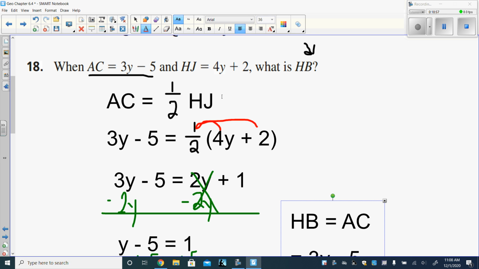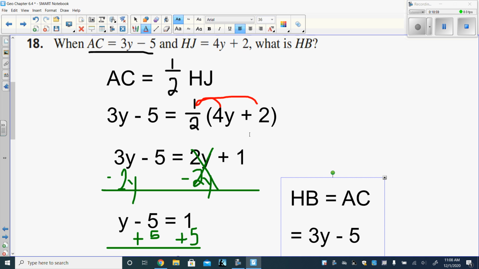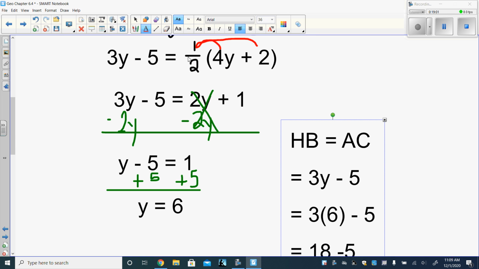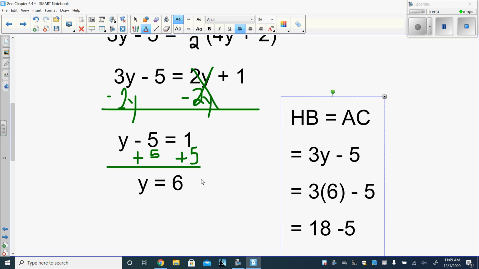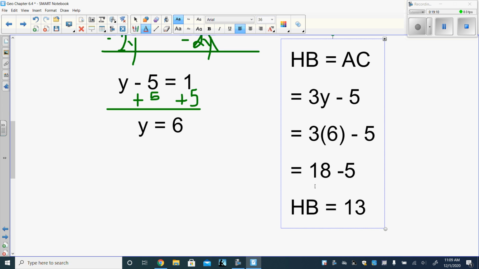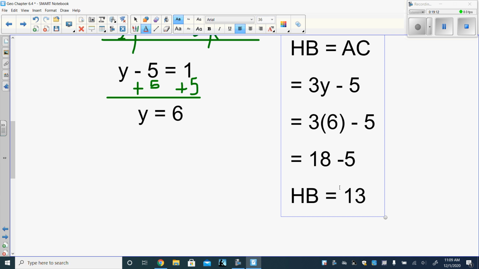So we set it up using our properties of mid-segment. We solved for the value of y and found that it's 6. Plugged it back into AC because we know the equation for AC is the same as HB, and found that the length of HB is 13. And so we're done with this problem here.